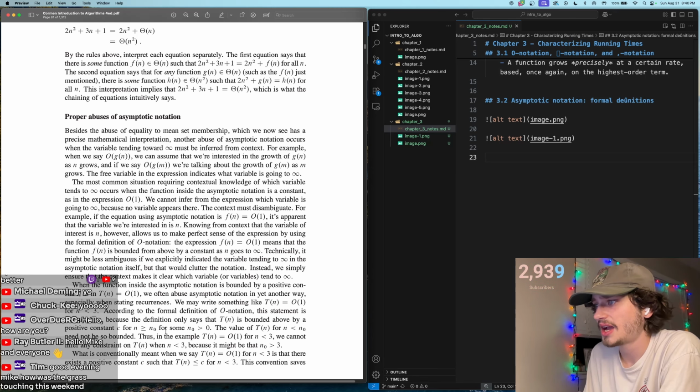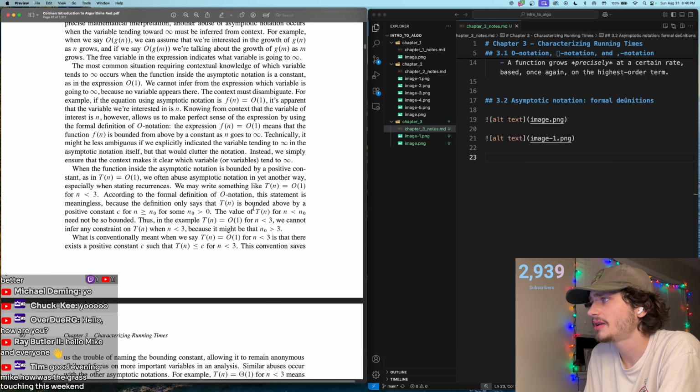When the function inside the asymptotic notation is bounded by a positive constant, as in T(n) = O(1), we often abuse asymptotic notation in yet another way, especially when stating recurrences. We may write something like T(n) = O(1) for n < 3. According to the formal definition of O notation, this statement is meaningless because the definition only says that T(n) is bounded by a positive constant c for all n values that are greater than or equal to n₀, for some n₀ greater than 0. The value T(n) for n less than n₀ need not be so bounded.